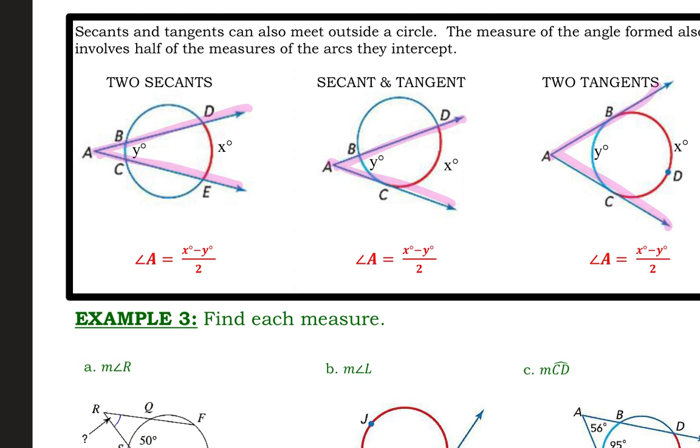That's all it is. The big one minus the small one, divide by 2. But it has to be between the two lines. All right, let's look at the first example.